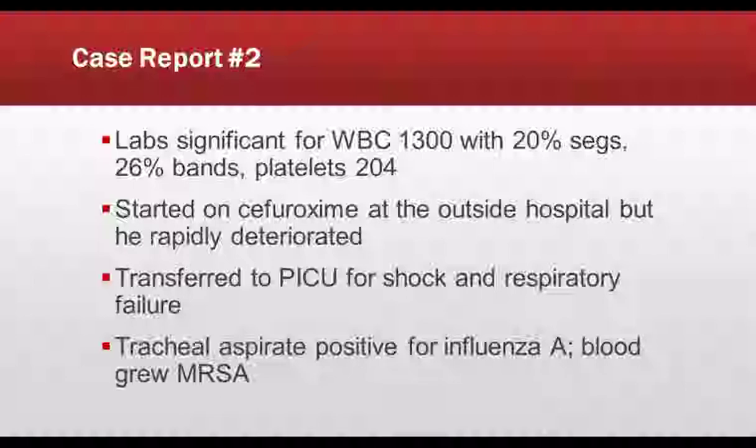Upon admission, his laboratories were significant for a low white count, with 20% segs and 26% bands. He was started on intravenous cefuroxime, but he rapidly deteriorated. When he arrived in our pediatric intensive care unit, he was in shock and respiratory failure. His tracheal aspirate was positive for influenza. His blood grew MRSA, and he had MRSA pneumonia and MRSA sepsis.